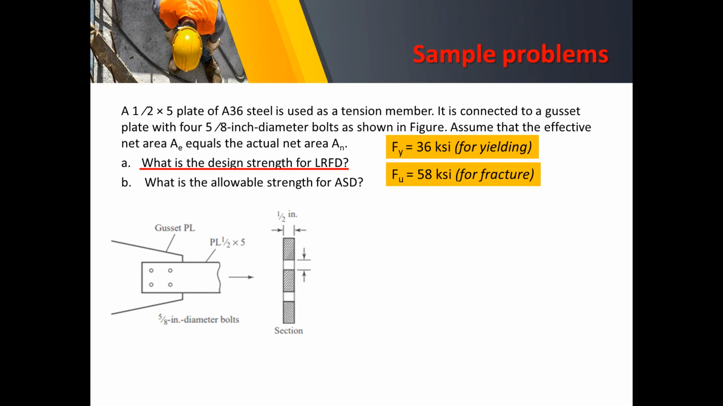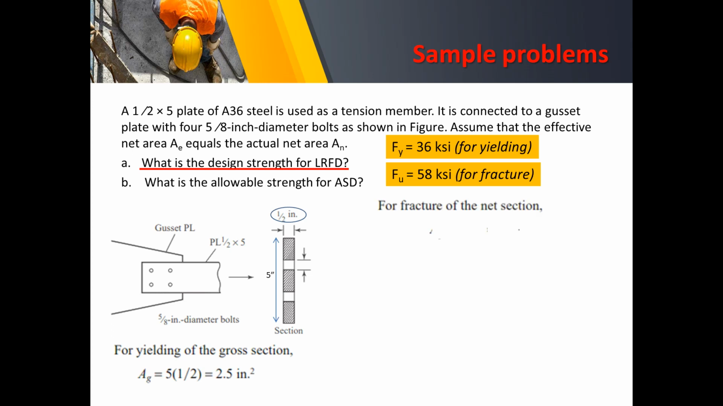Now, working with the first requirement, for yielding of the gross section, we have to compute the gross area. The width is 5, times the thickness, so that would be equal to 2.5 square inches for the gross area. So gross area will be used for yielding.